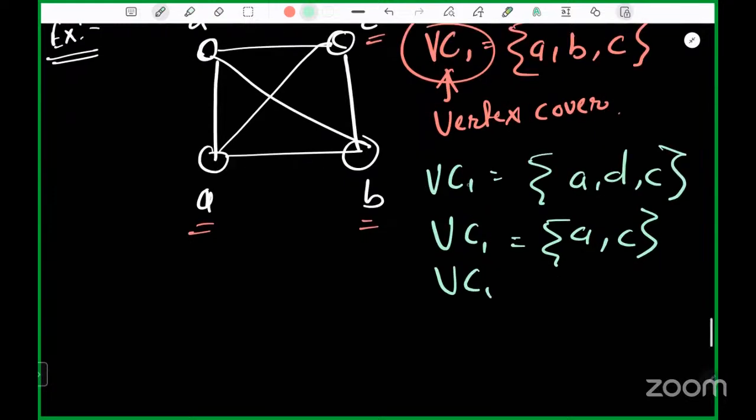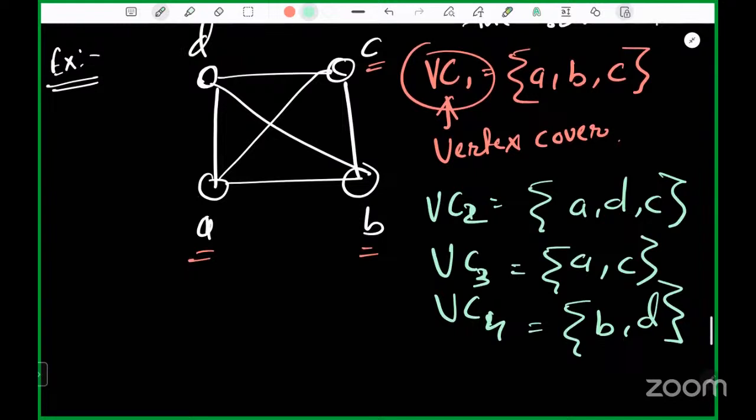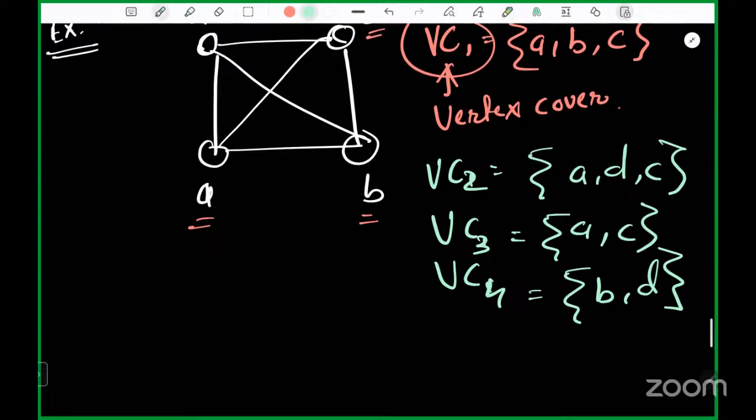So this is VC1, VC2, VC3, VC4. We can take A and C, we can take B and D too. But if you take A and C, the edge BD will not be covered. One edge will be missing. Yes, that's correct, that's a good point. If I take A and C, then this particular edge is missing. Similarly, if I take B and D, then this one diagonal is missing too. So a minimum of 3 is required. That means these two are not vertex covers.